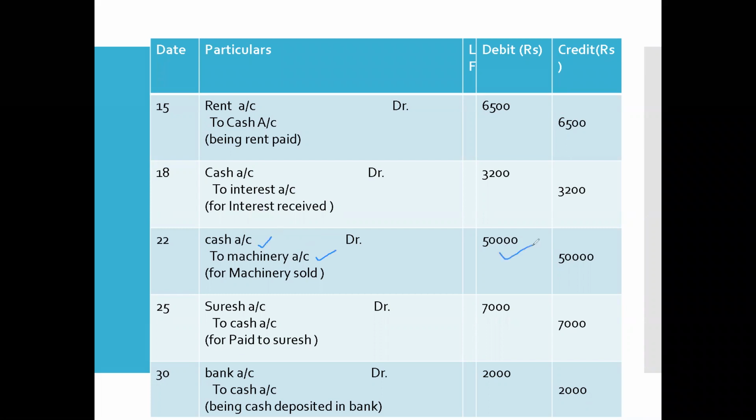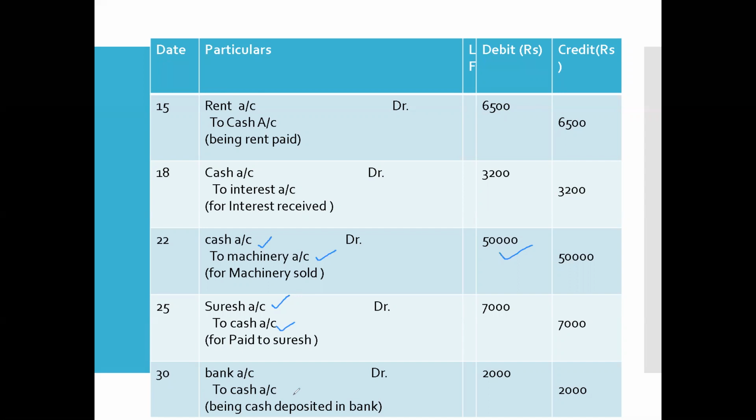Next is paid to Suresh. Now here Suresh is being paid. So Suresh is the receiver, debit the receiver. And payment has been made. So credit what goes out to cash. Suresh account debit to cash account for 7,000.